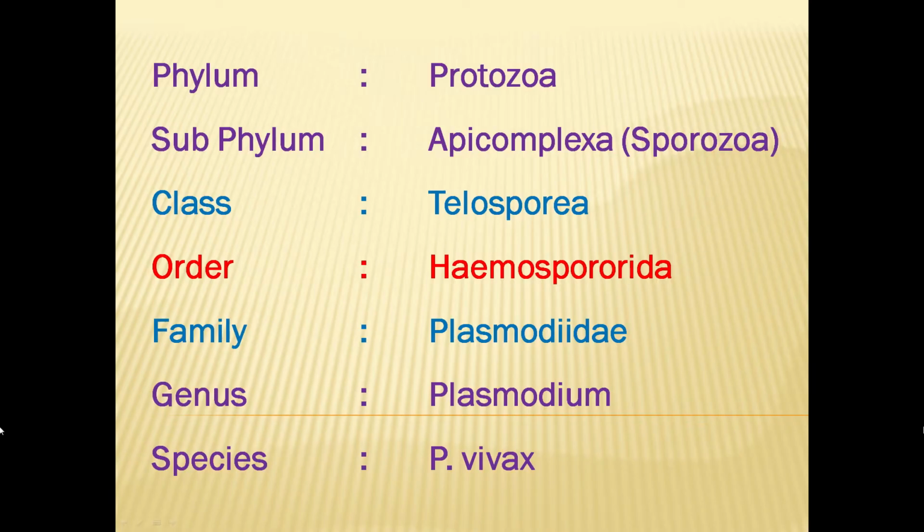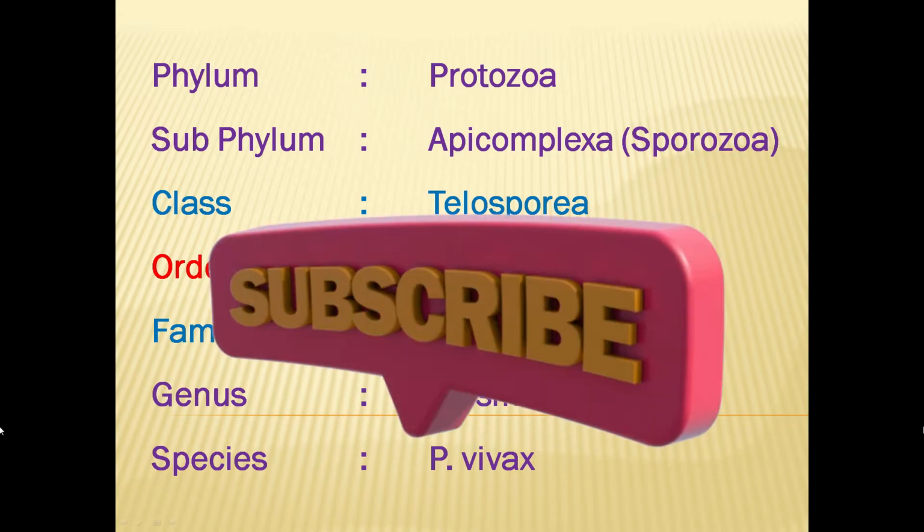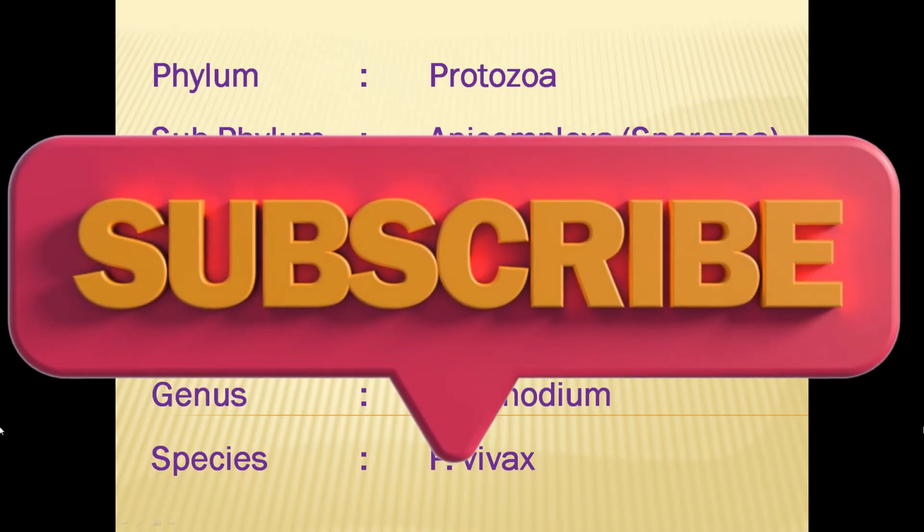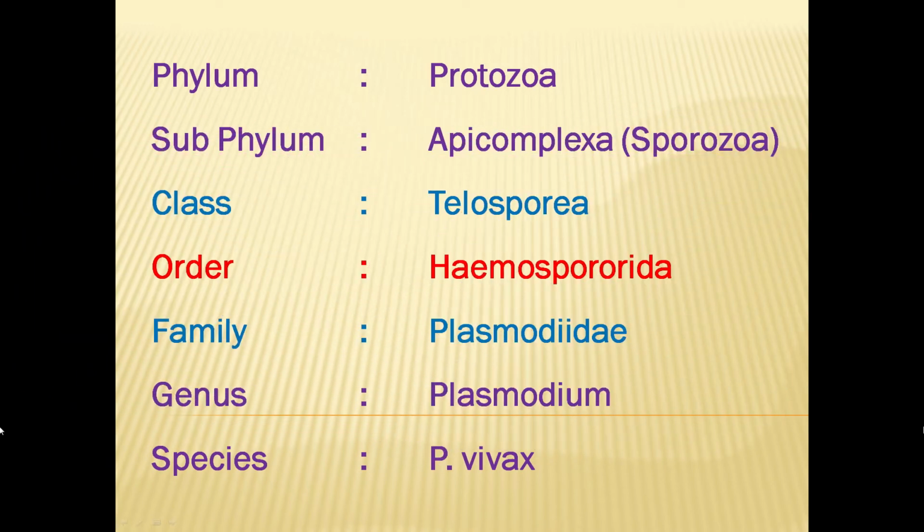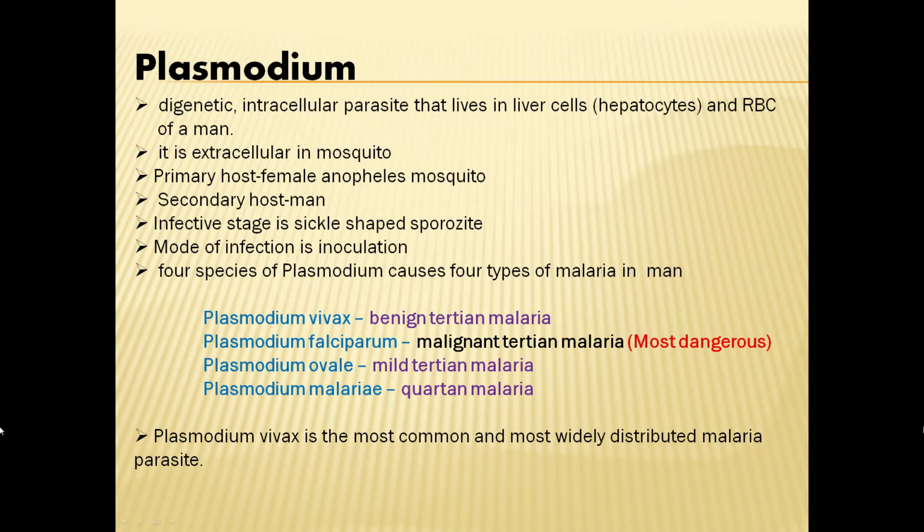Plasmodium belongs to phylum Protozoa, subphylum Apicomplexa, class Telosporea, order Haemosporida, family Plasmodiidae, genus Plasmodium, species vivax. Plasmodium is digenetic. Digenetic means two hosts belonging to two genera are required for completion of the parasite's life cycle. That means for this Plasmodium, two hosts are required to complete its whole life cycle. That means Plasmodium is always found in only these two hosts.